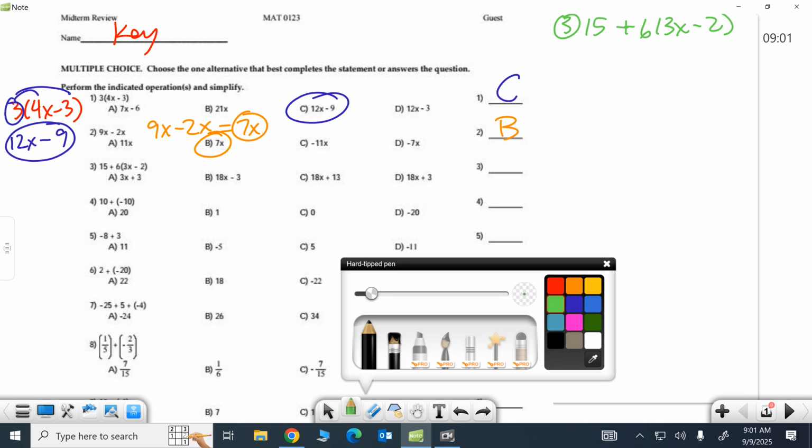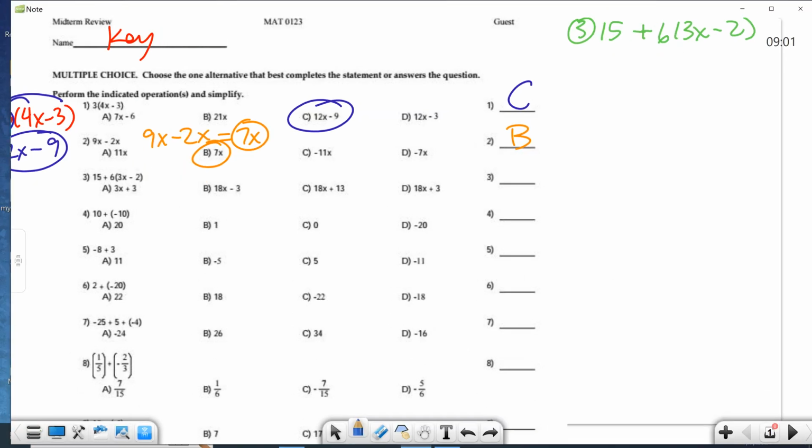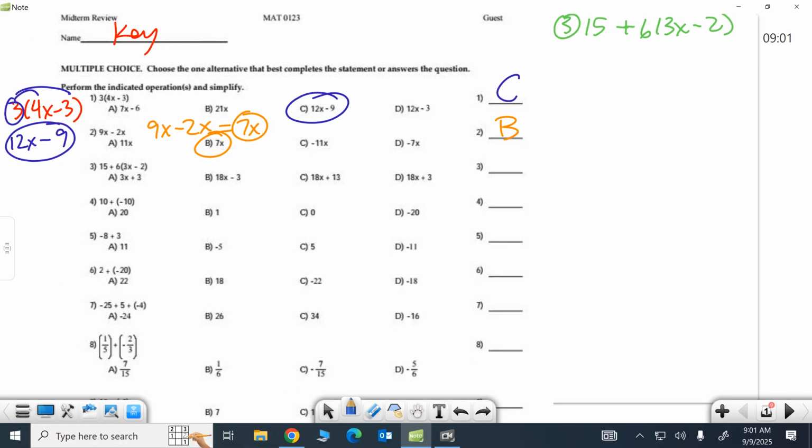So I'm going to take a different color here, maybe this blue here. Oh my goodness, what is it doing? It's not supposed to do that. I'm going to take this 6 and distribute it here.